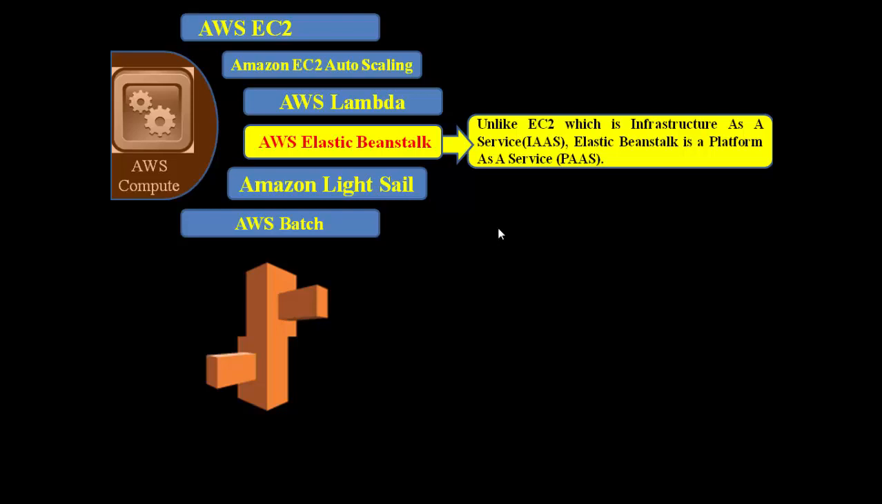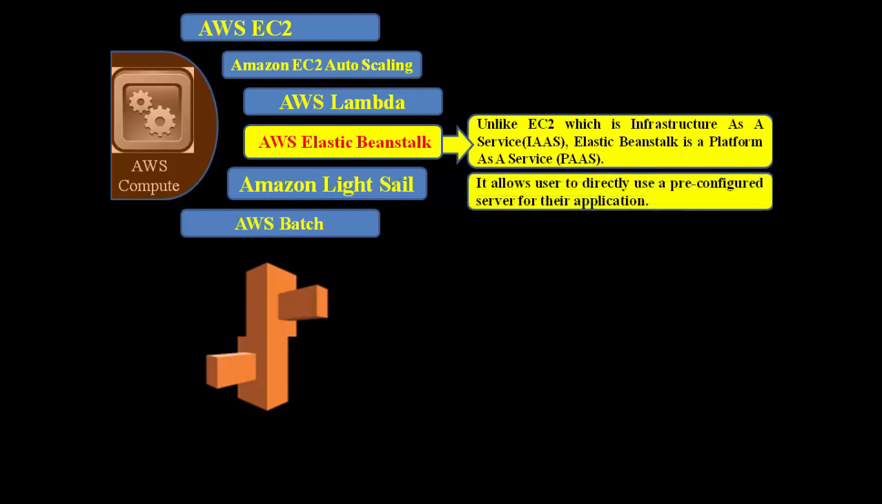It means that we are getting infrastructure from the cloud, but then after we have to select operating system, database, storage, security, auto scaling, everything we have to select. But suppose user has no idea about all these services, at that time they can go for the Elastic Beanstalk, because Elastic Beanstalk is a ready-made server as per the need of the application. So it means it is a platform as a service. It allows user to directly use pre-configured server for their application.